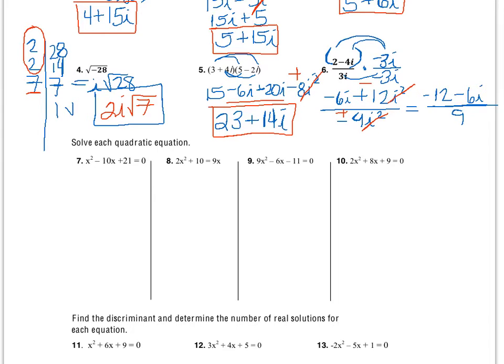Now we no longer have an imaginary number in the denominator, so that's good. But if we can simplify these three numbers, then we want to simplify it. And remember, all three have to be divisible by the same number in order to simplify it. I have 12, 6, and 9, and all of them are divisible by a 3. So I'm going to divide all of them by 3.